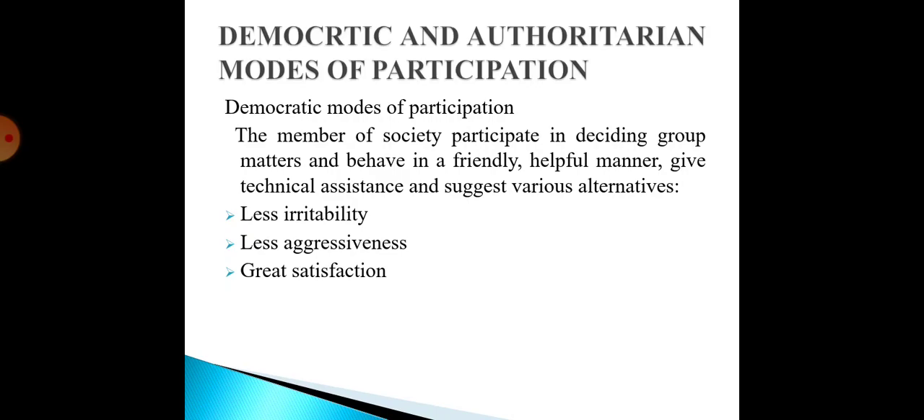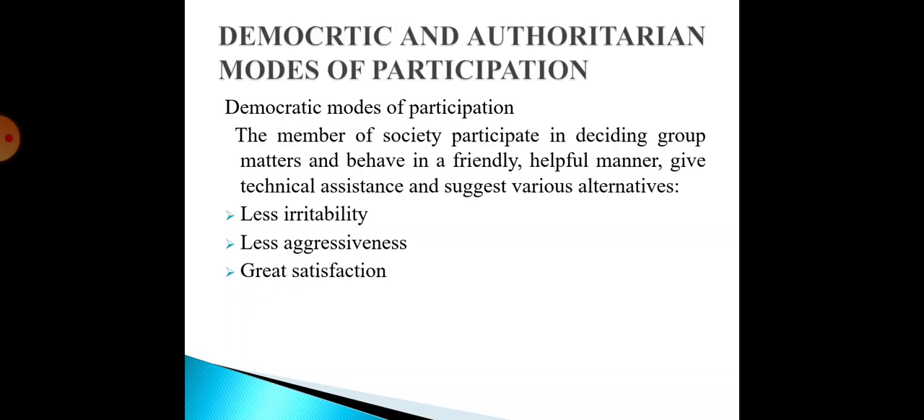What are the advantages of democratic approaches? The first one is less irritability. If we feel like friends and family in a society, then there is less irritability among us. Yes, irritability is present, but compared to the autocratic mode there will be less. Next, less aggressiveness. We are all friends, so how would we show aggressiveness? There is less aggression.